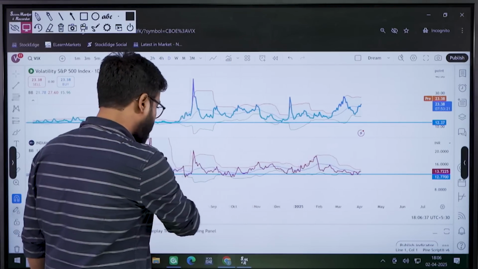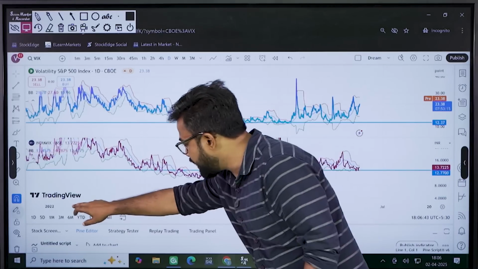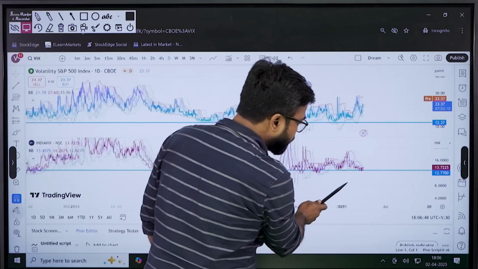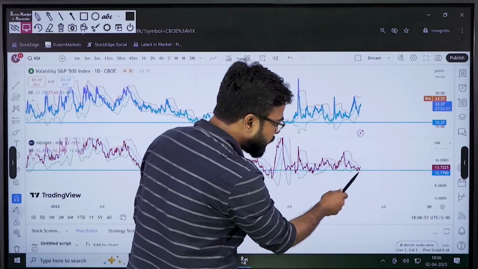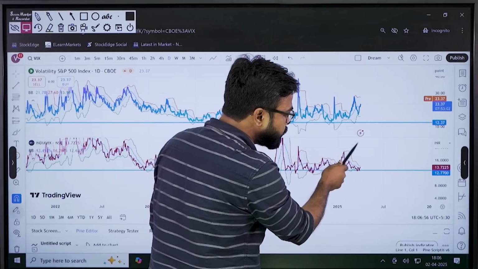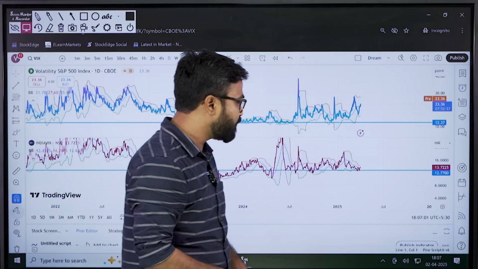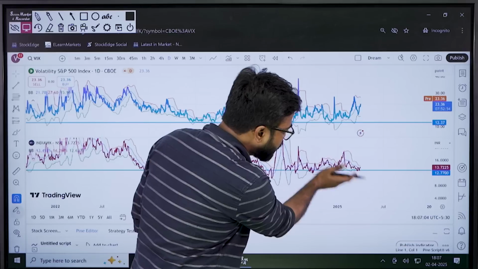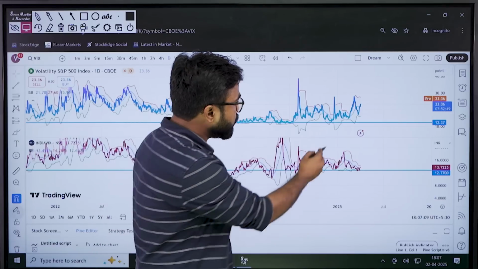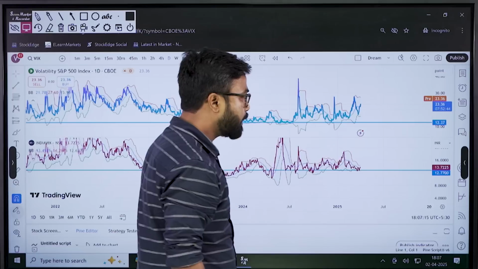If I just zoom out a bit, you will find that for the last few weeks India VIX is moving in a range of 11, 12, 13, max 14, and currently it's around 13.72. So ideally it is towards the lower side of the whole range. On the other hand, just look at US VIX. US VIX is moving on the higher side, correct?